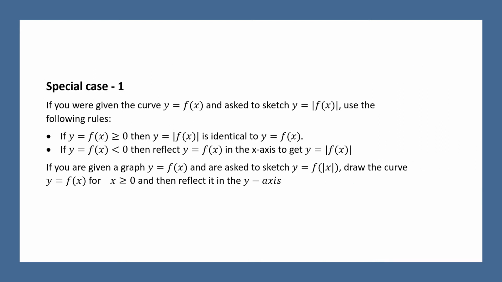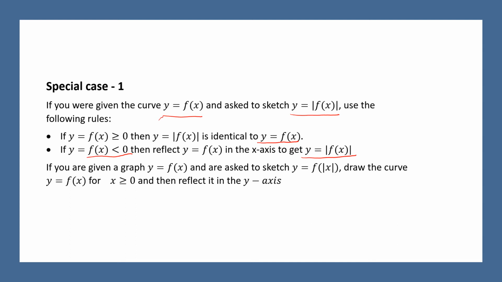Now let's look at the first special case. We are trying to sketch the absolute value of the function. The given curve is y is equal to f of x. We are asked to sketch y is equal to modulus of f of x. Then we would consider two cases. When f of x is greater than or equal to 0, then absolute value of f of x is identical to this. But when f of x is less than 0, this is then reflected in the x-axis to get y is equal to absolute value of f of x.